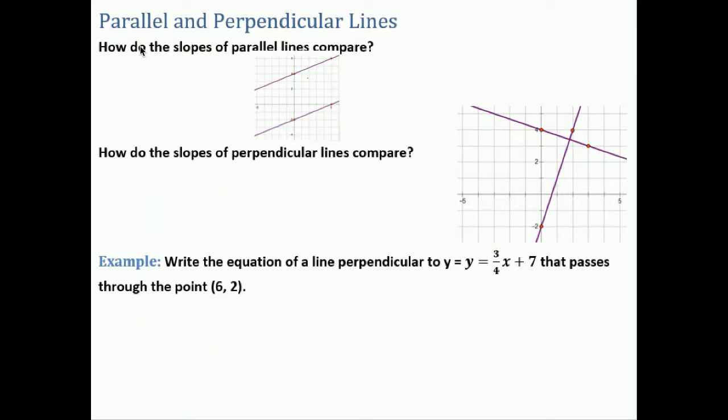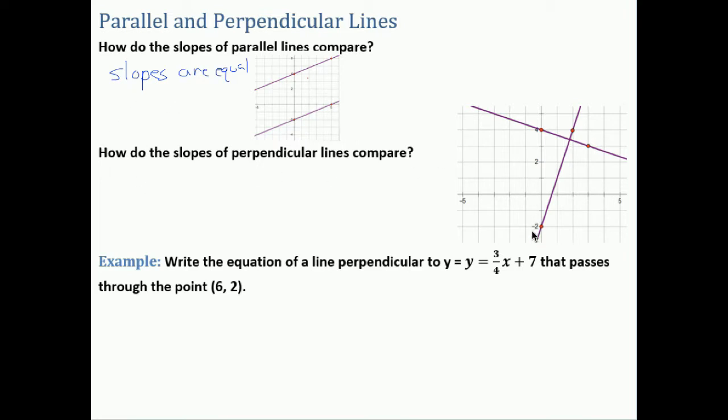We'll now look at parallel and perpendicular lines, and we want to learn a couple things here about them. How do slopes of parallel lines compare? Well, parallel lines have the same steepness, so therefore their slopes are the same. So slopes are equal. This is a really important concept to know. If we know the slope of a line, we also know the slope of any line parallel to it.